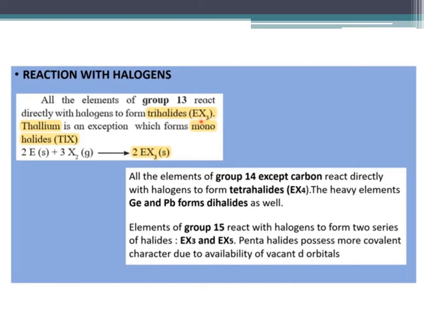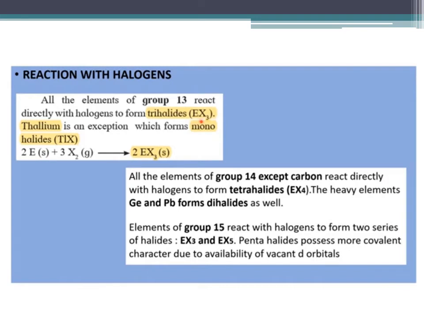So one atom of thallium reacts with one atom of halide and it forms a monohalide. Over here you all need to remember that boron, aluminium, gallium and indium will all form trihalides, whereas thallium will form monohalide. Now my dear students, it is obvious that the group oxidation state of group 13 is +3, that is why it will be forming a trihalide.